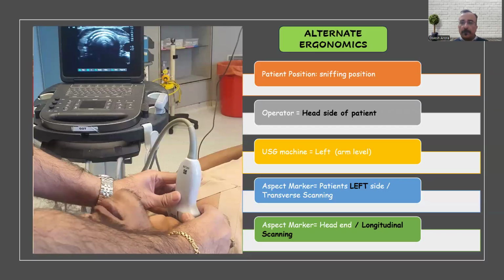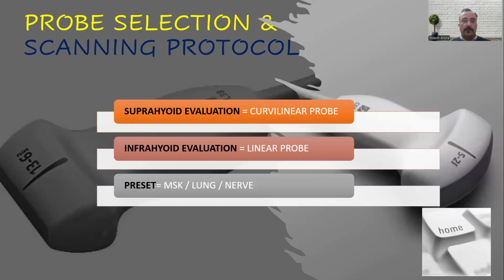Alternatively, if you do not have enough space to stand on the right side of the volunteer or the patient, another alternative ergonomics is that you can stand on the head side, as you can see in this figure. So again, the patient's position would be sniffing. And as you can see, the operator is standing on the head side. Now the USG machine has to be at the left side at the same arm level. The aspect marker for transverse scanning would now be on the left side, whereas for longitudinal scanning, it would still remain on the head end side. The reason for this is to maintain a synchronization between the side which we are visualizing and the same side as it appears on the ultrasound screen.